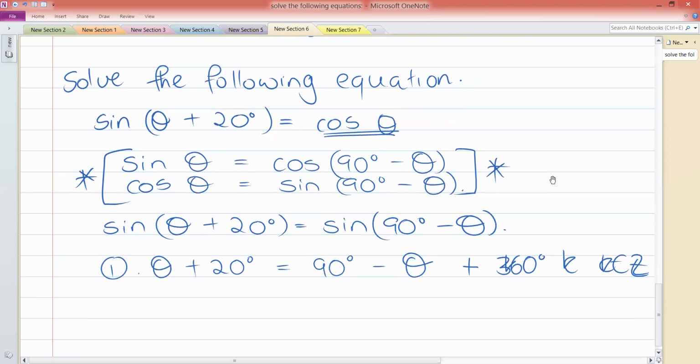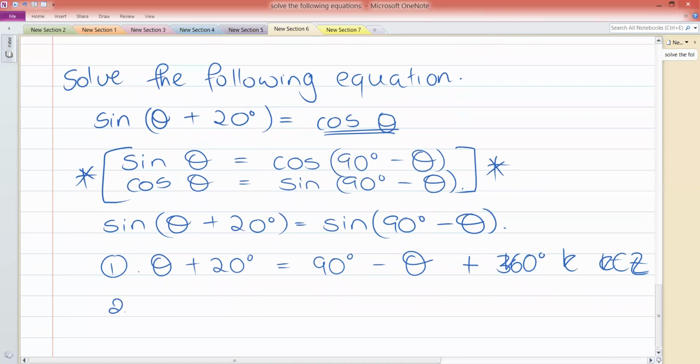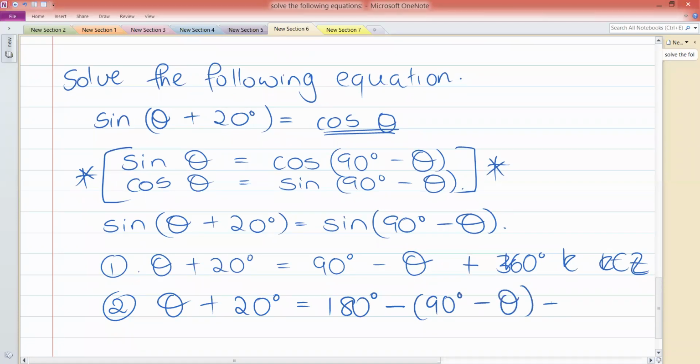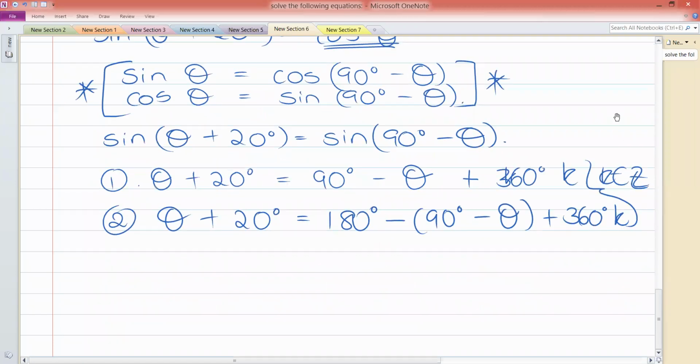Second equation is theta plus 20 degrees equals 180 minus your 90 degrees minus theta, plus your 360 degrees k, and again, k is an integer. Okay, so always remember, if it's sine or cos, you're always going to have two general solutions.